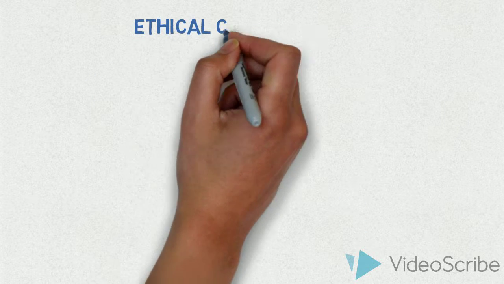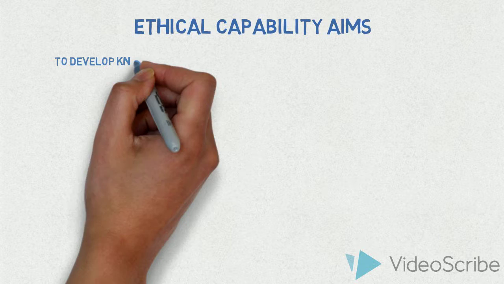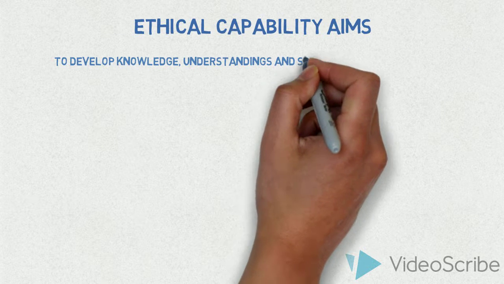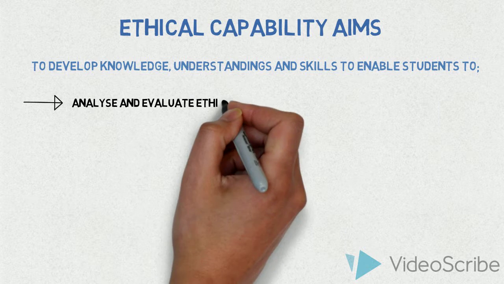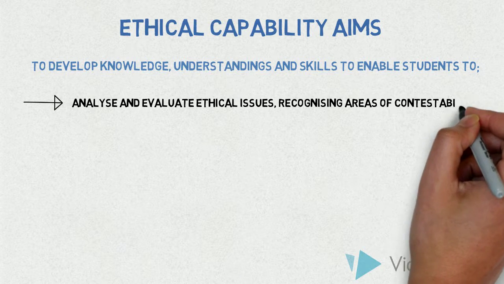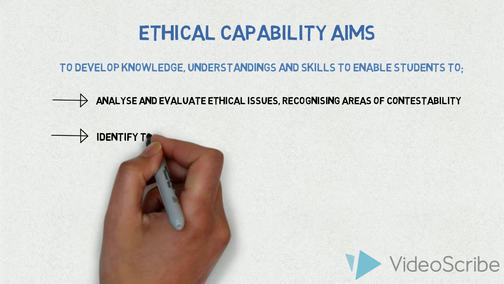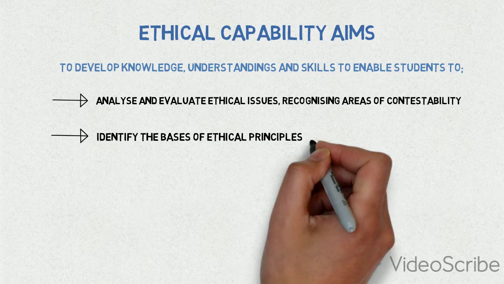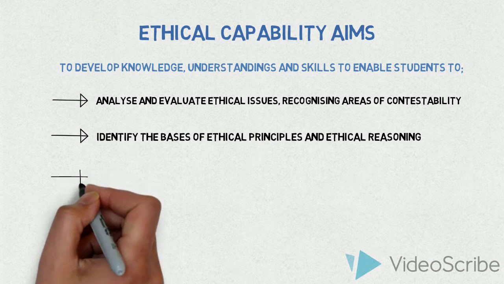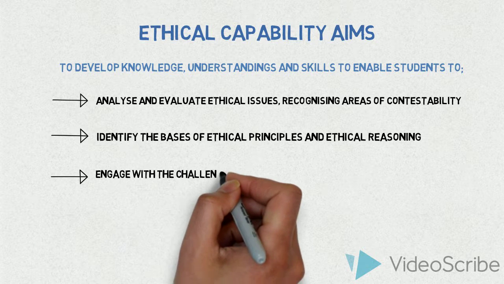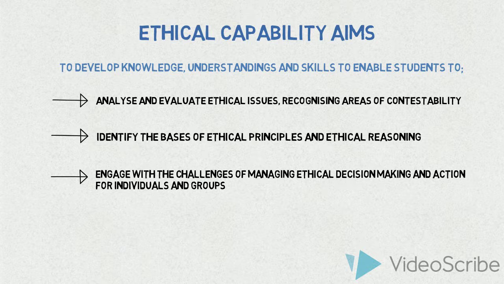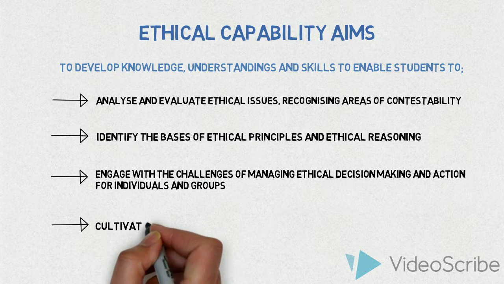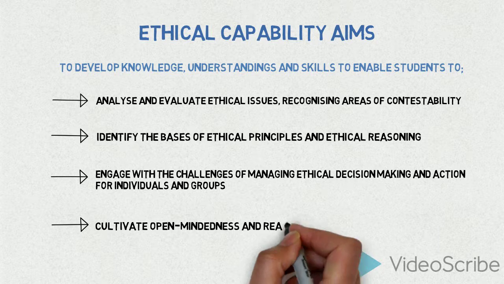The ethical capability aims to develop knowledge, understanding, and skills to enable students to analyse and evaluate ethical issues, recognising areas of contestability, identify the basis of ethical principles and ethical reasoning, engage with the challenges of managing ethical decision-making and action for individuals and groups, and cultivate open-mindedness and reasonableness.